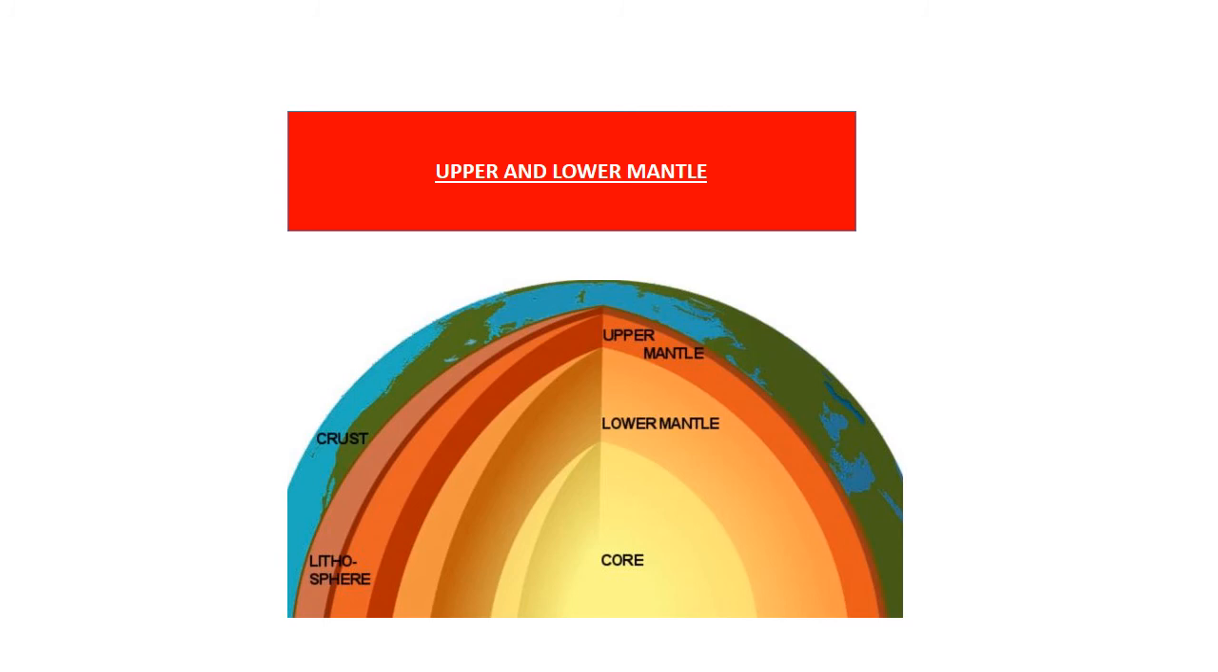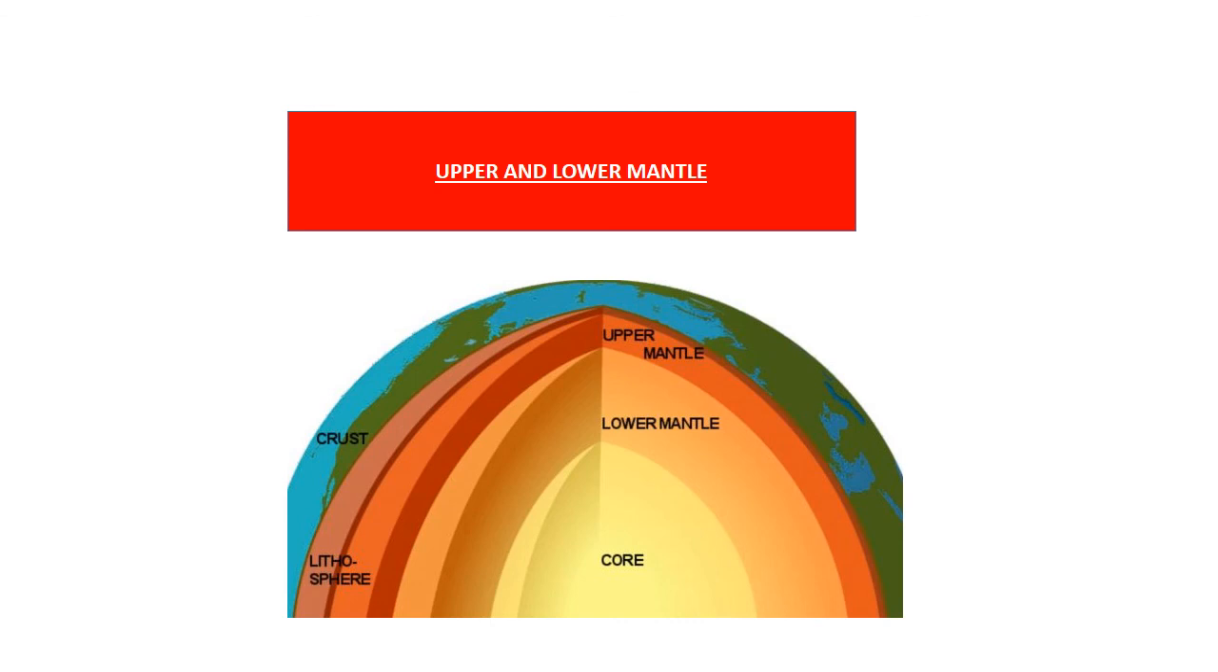In this layer, it is inferred that the temperature at a depth of 2400 to 2900 km will be around 2200 degrees centigrade to 2500 degrees centigrade. Here there is a sudden change in the structure and density of material.